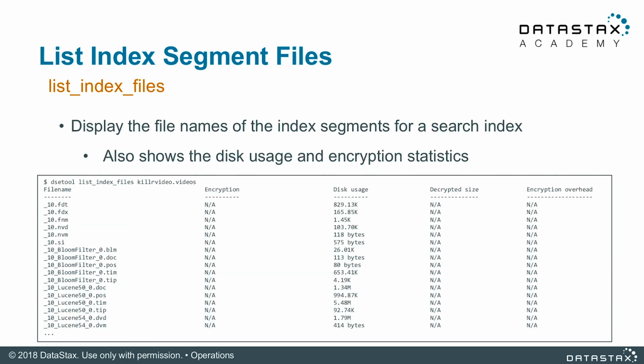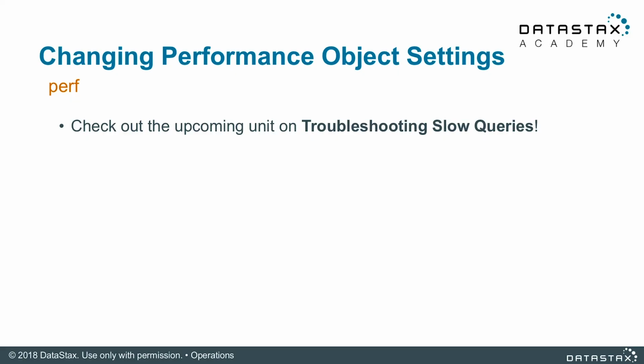The list index files command is a handy way to see the current index segment files written to disk for a search index, without having to navigate through the file system to see it. In addition, the command will also display the disk usage and encryption statistics for each of the index segment files as well. Last but not least is the perf command, which actually has quite a lot of subcommands and options. I'm going to defer explaining this command for now and do so in another video.